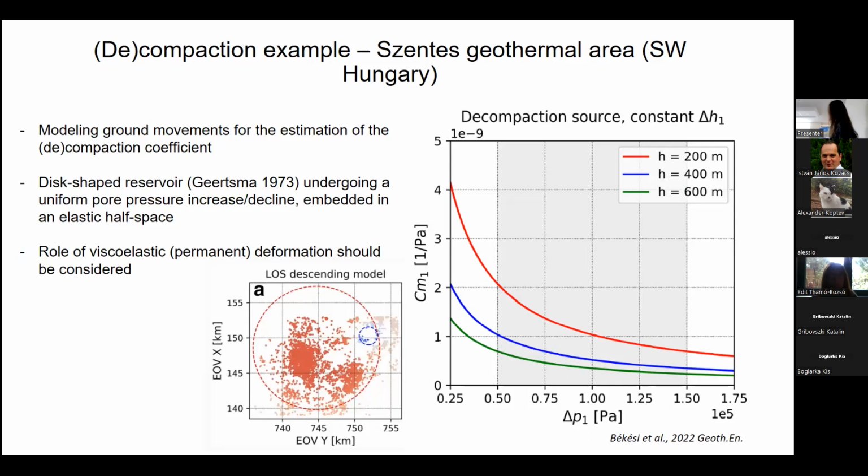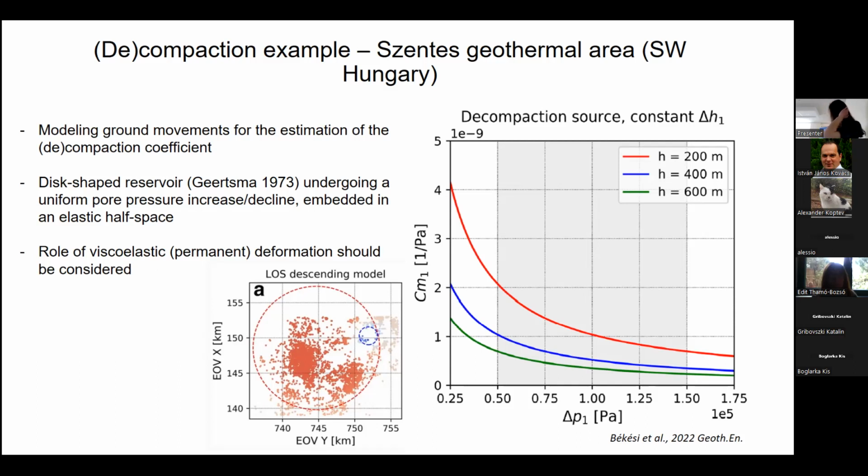And among different parameters, we also estimated the decompaction coefficient of the reservoir. It's important to mention that this decompaction coefficient can be associated with the elastic deformation of the reservoir. So based on that, we got different values depending on what kind of reservoir height we assumed, of course. But in all cases, even if we assumed a very thin reservoir, we got quite low values for the decompaction coefficient. So actually, as for a compaction coefficient of these types of reservoir rocks, these siliciclastic sandstones, we had to assume that some other type of deformation process must have had a role as well earlier in the depletion period.